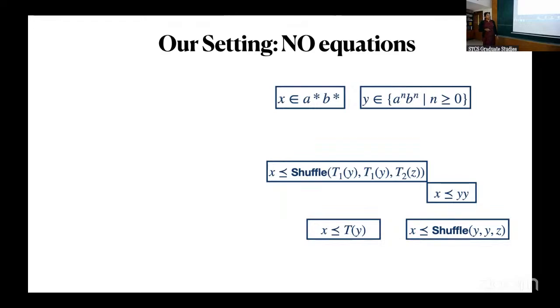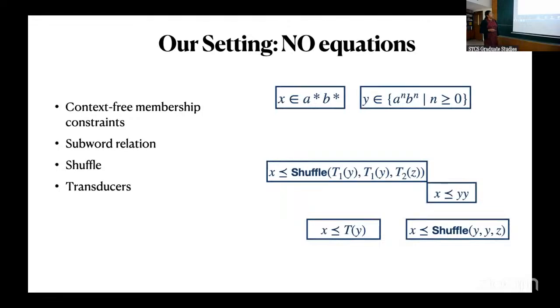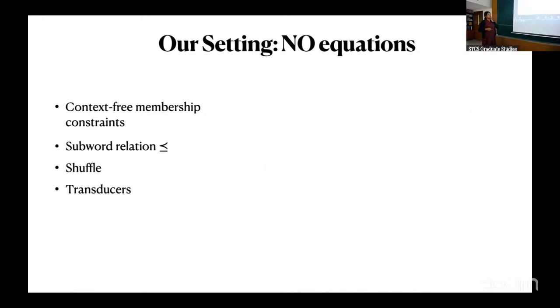So we will not have equations, but we can generally write equations of this form. Basically we do allow contextual membership constraints, subword relation, shuffle, and transduction. Of course, I will explain what these objects are. First of all, what's the subword relation? We can just drop some letters and get this one, the subsequence. So this ABA is a subsequence of this one. For example, you can take this A, then this B, and then this last A. It just needs to appear in the order.